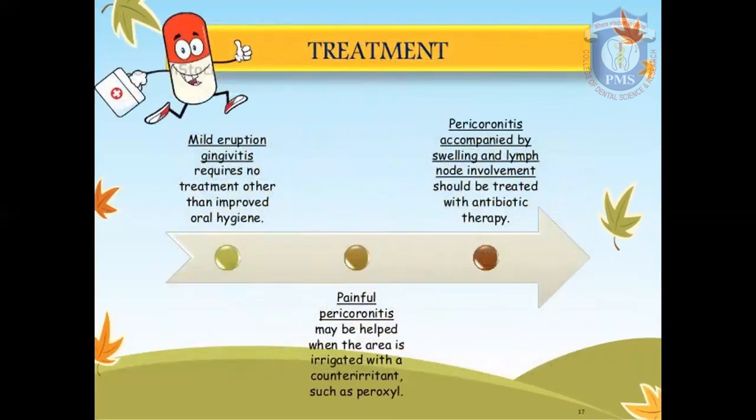Coming to the treatment aspect. Mild eruption gingivitis requires no treatment other than improved oral hygiene. If it is a case of pericoronitis, and that too a painful situation, it may be helped when the area is irrigated with a counter irritant such as peroxide. Pericoronitis that is accompanied by swelling and lymph node involvement should be treated with antibiotic therapy.